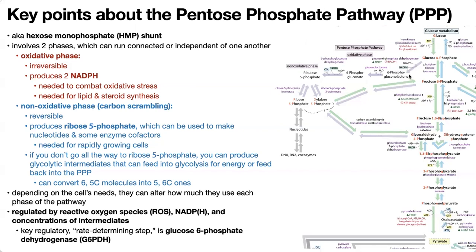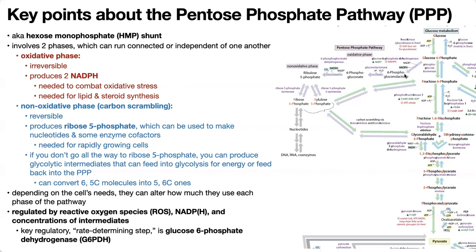If you were just to keep doing the oxidative phase, you'd be generating NADPH and oxidizing these all the way down, or the equivalent of it, without generating any ATP though. So if you want ATP, you want to go the glycolysis route. Depending on the cell's needs, they can alter which pathway and which phase of the pathway they use, because you can take products from glycolysis into the non-oxidative phase, and you can take products from this non-oxidative phase into glycolysis directly without having to go through the oxidative phase. But if you want NADPH, you need to go the oxidative phase.